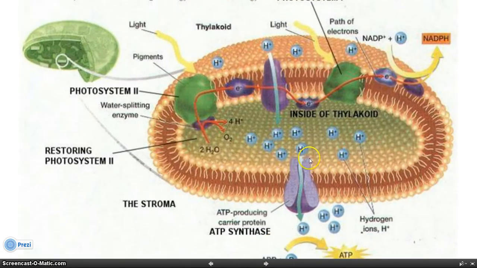You can see it here a little bit better. Here's my accumulation of my hydrogen ions being pumped out of the thylakoid and making ATP, as well as being pumped out here to make NADPH.